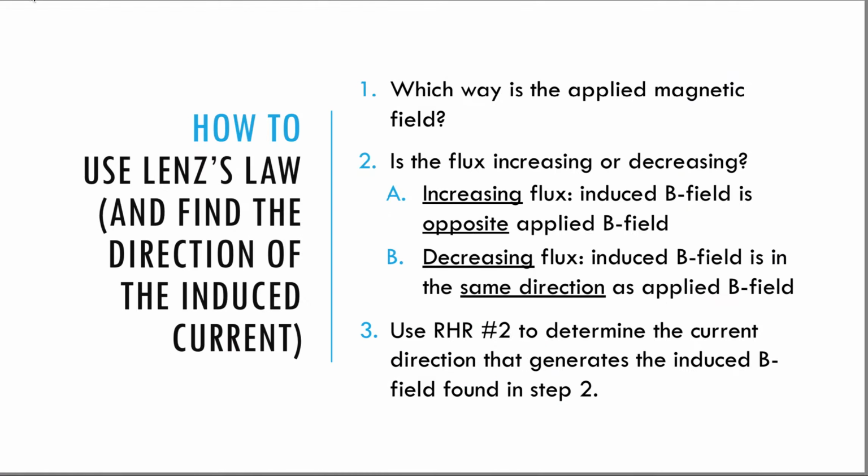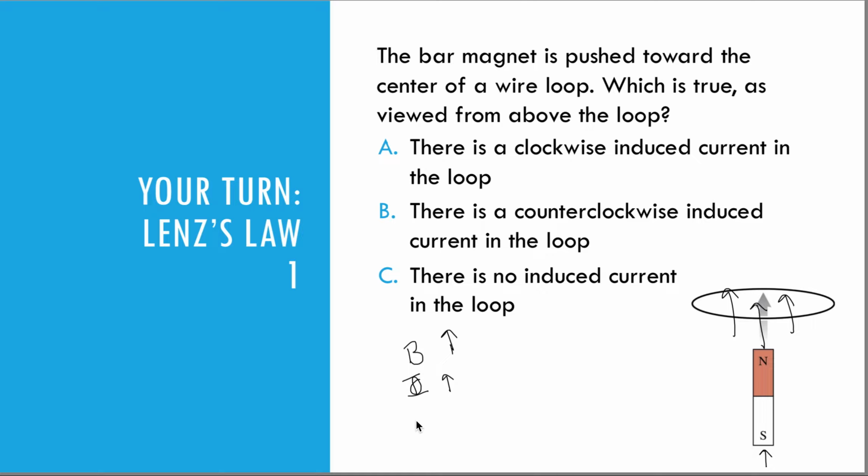So then we look at our steps. If the flux is increasing, the induced field is going to be opposite the original field. And then step number 3 says, okay, find a current that will give us this induced field. So the induced field is going to be opposite the original one that was going up. The induced field is going to be going down. So find the direction of a current in this loop that will produce a downward field.